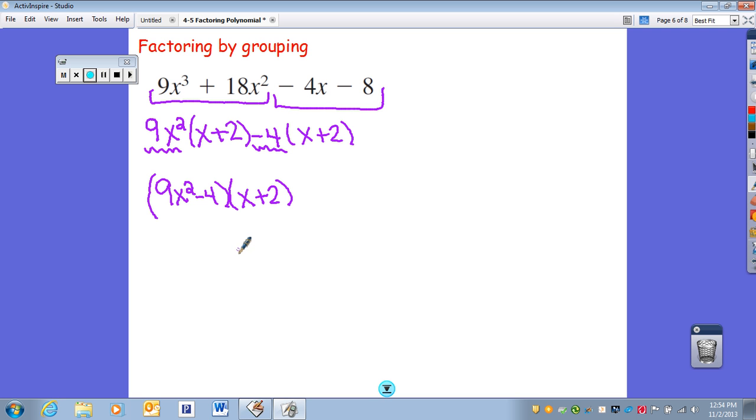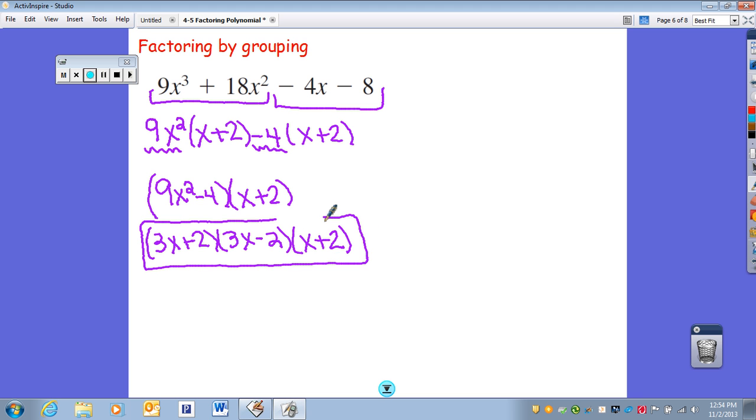Now we decide if we're done factoring completely, but this first binomial is the difference of perfect squares, so we can factor that as 3x plus 2 and 3x minus 2, and then we have x plus 2. And that will be factoring by grouping and also making sure that we have it factored completely.